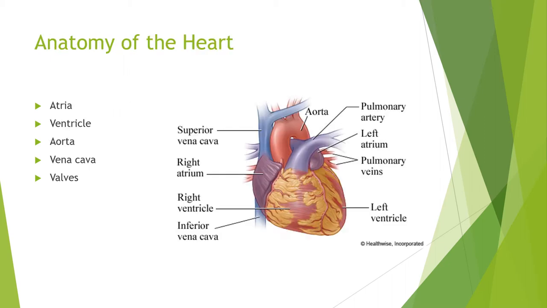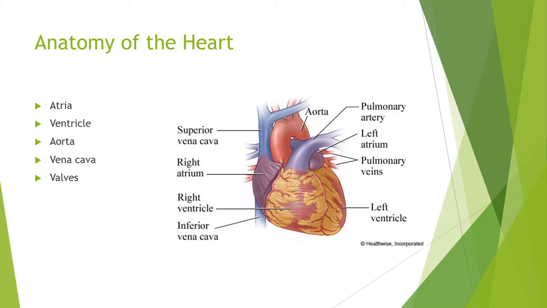The heart is a muscular pump made up of four chambers. The two upper chambers are called atria. The two lower chambers are called ventricles. A natural electrical system causes the heart muscle to contract. This pumps blood through the heart to the lungs and then the rest of the body.